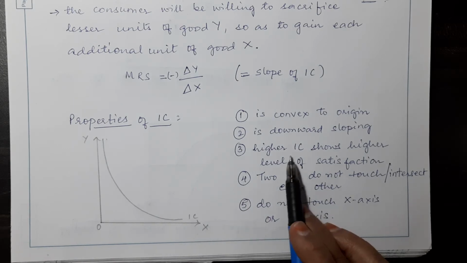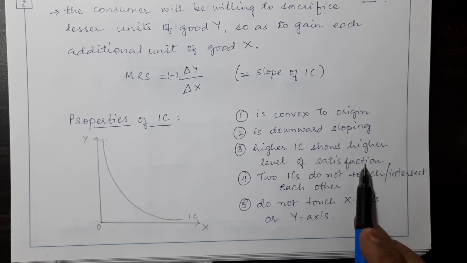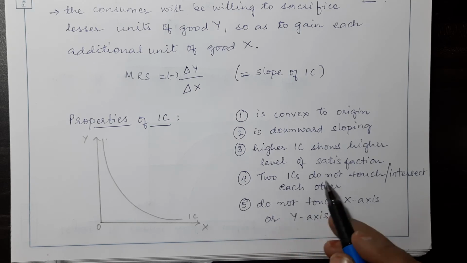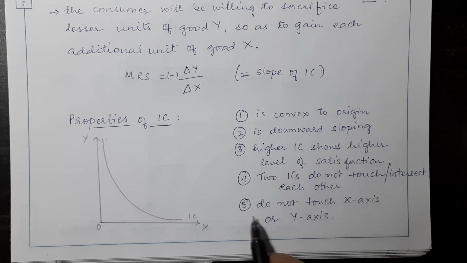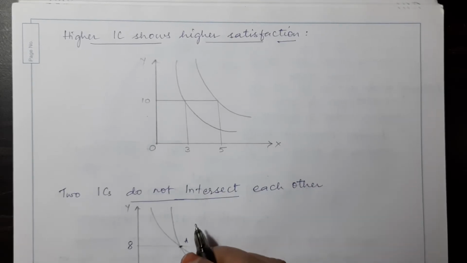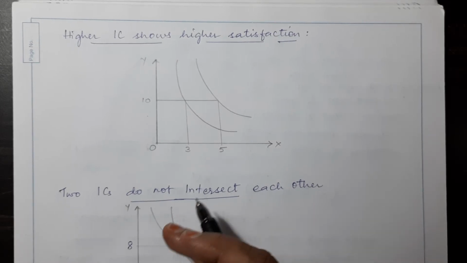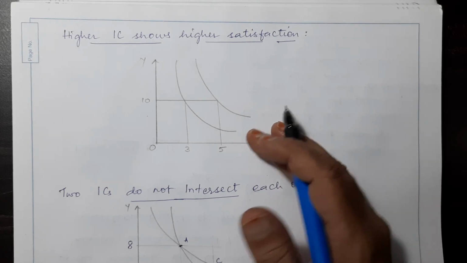The other property is higher indifference curve shows higher level of satisfaction. We are going to deal with it just after this. Two indifference curves do not touch or intersect each other. And the fifth property is they do not touch either the x-axis or the y-axis. Let's see how. Under the ordinal approach, we learned when more units of a commodity are consumed, it gives more satisfaction.